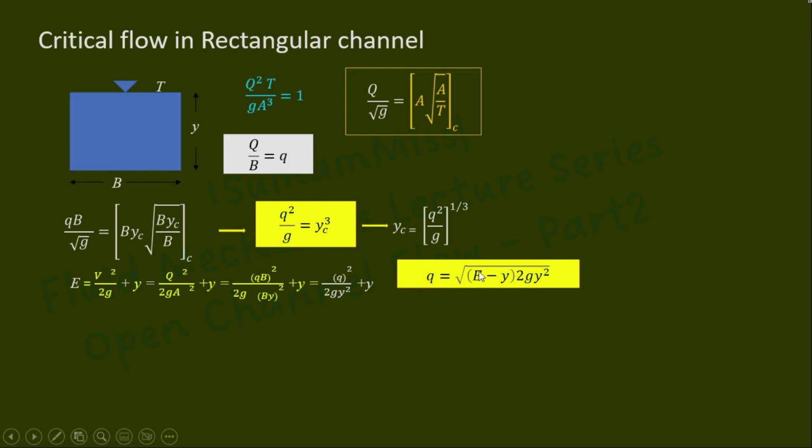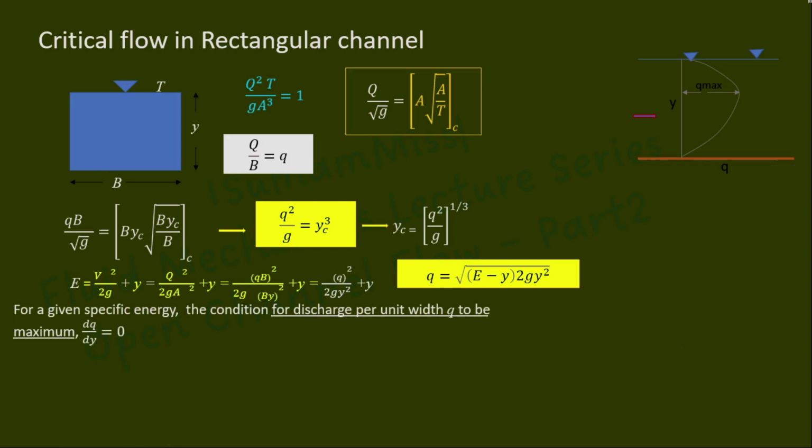For a constant specific energy E, the discharge per unit width q is plotted against the depth of flow. This curve, representing the variation of discharge per unit width with respect to y, is called the discharge curve. You can see that q attains a maximum value at a particular value of y. How will you find this maximum value of q? The condition for maximum discharge q max may be obtained by differentiating this expression for q with respect to y and equating it to 0, for a given specific energy.